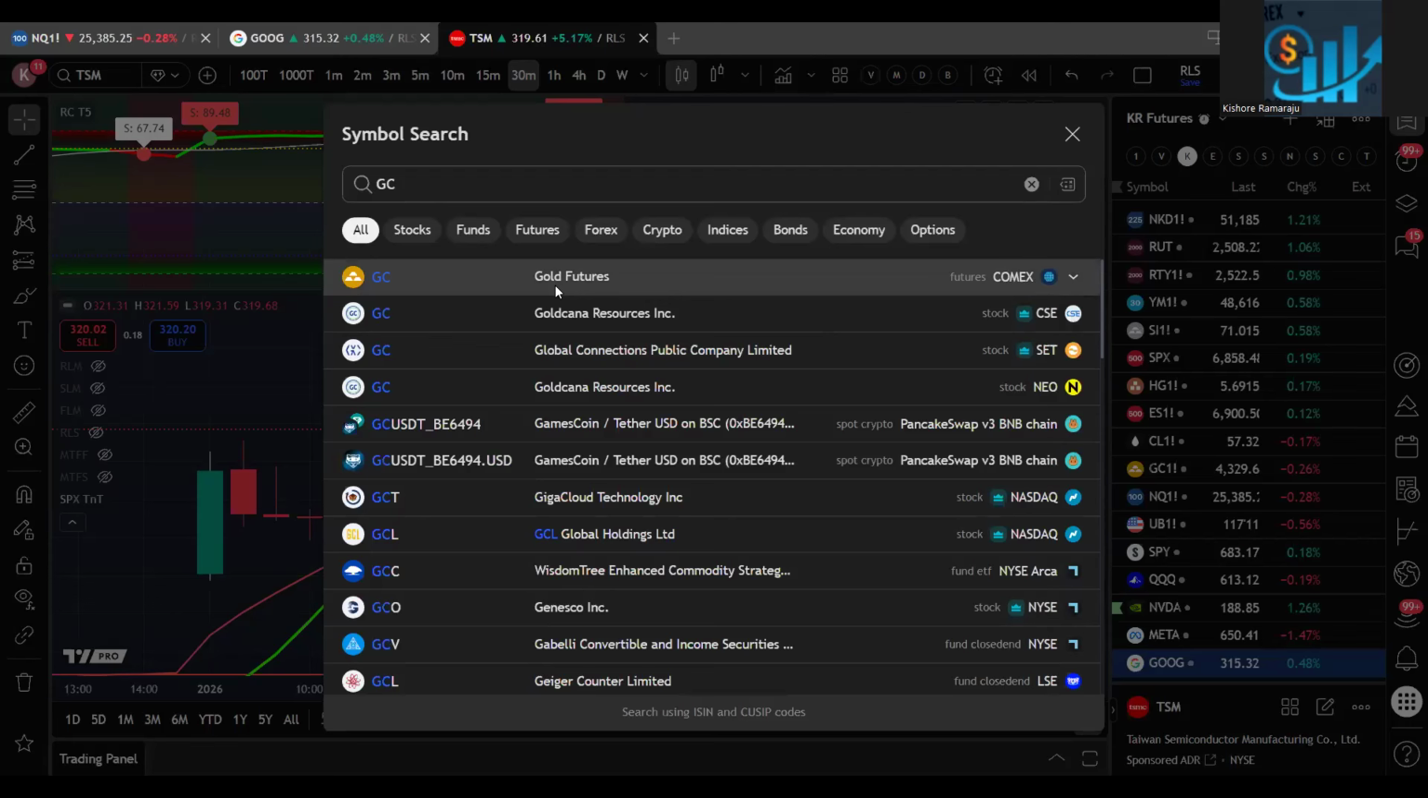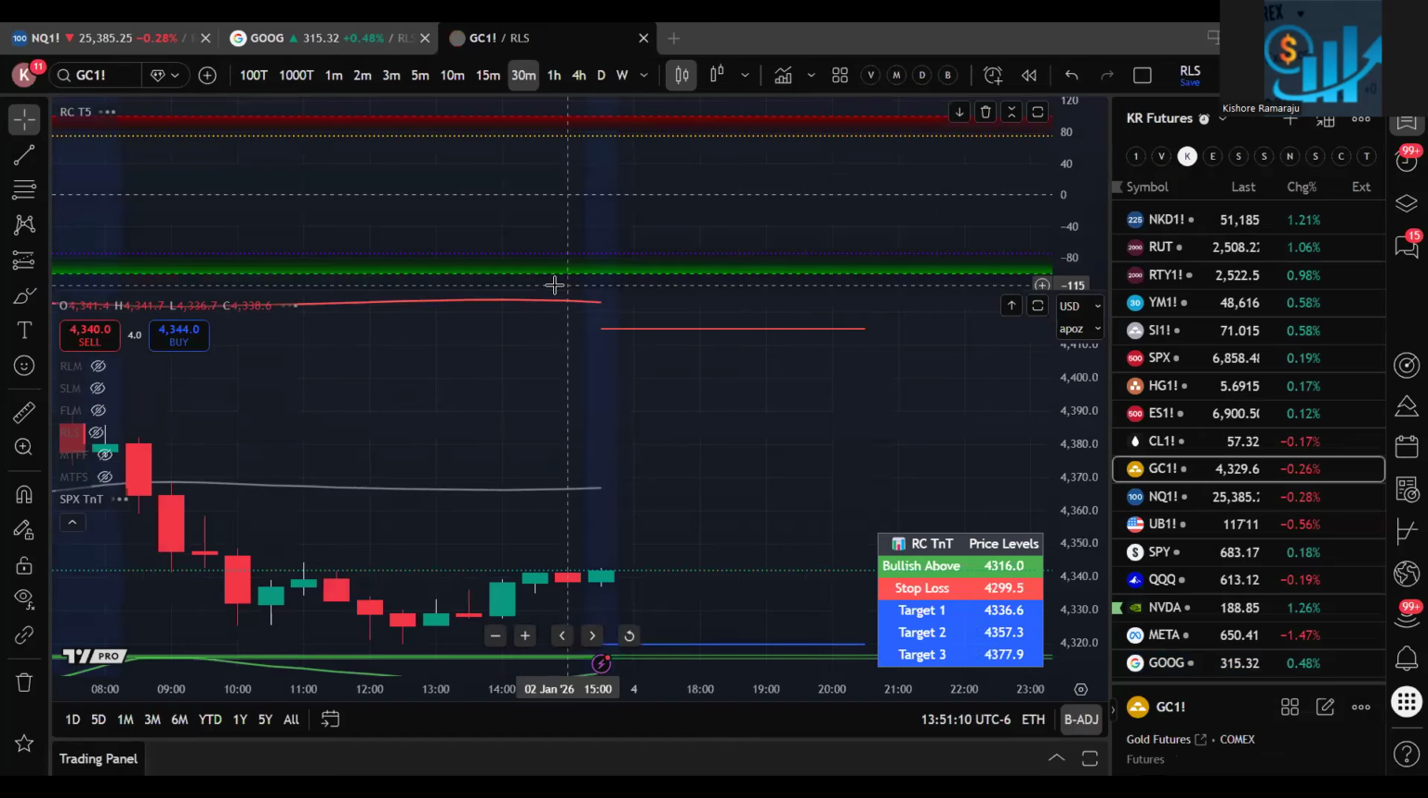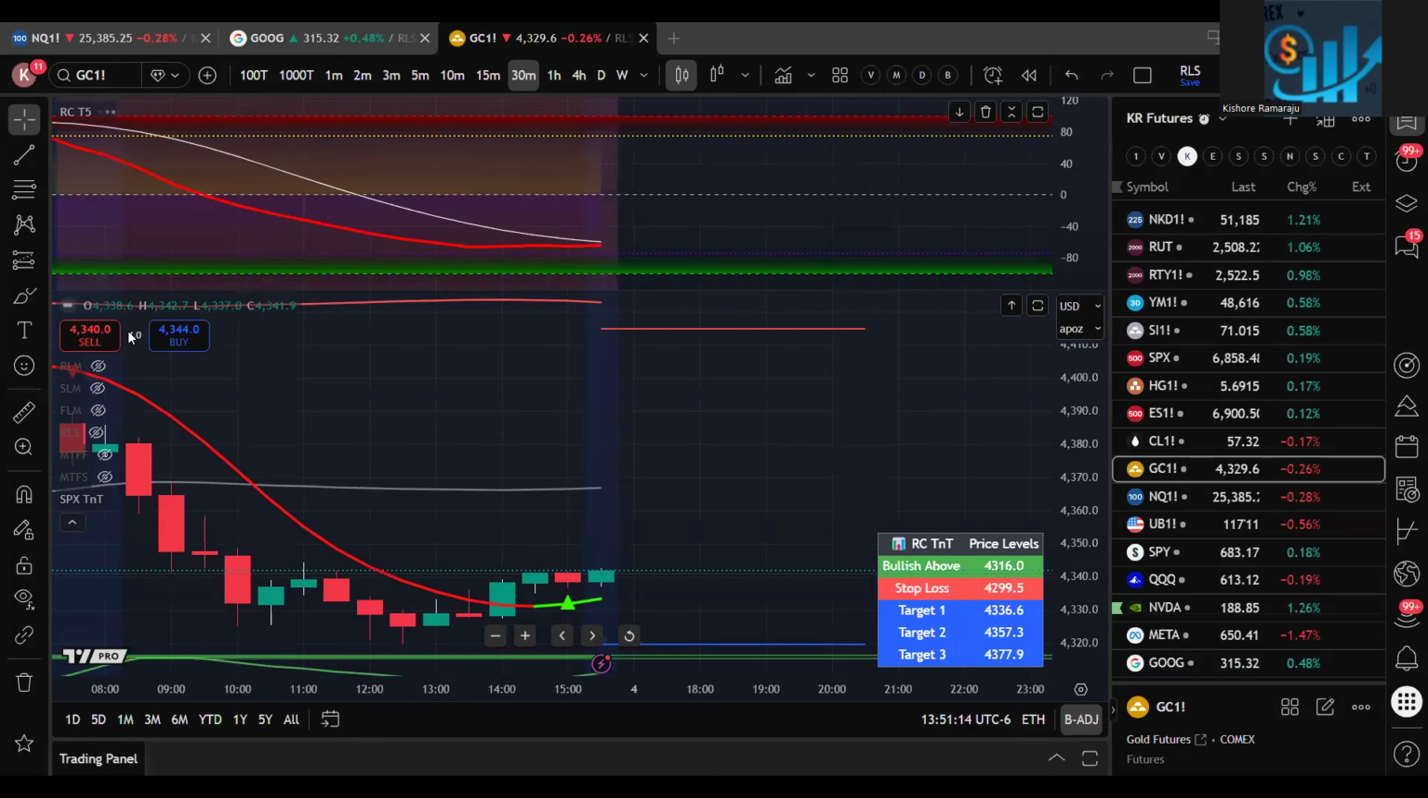For example, GC, right? It is bullish above 4316. Now it is 4340.